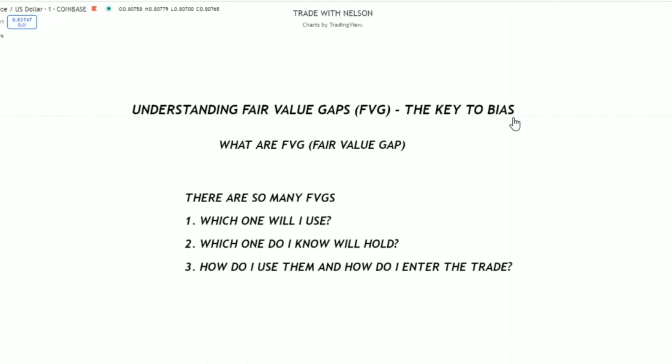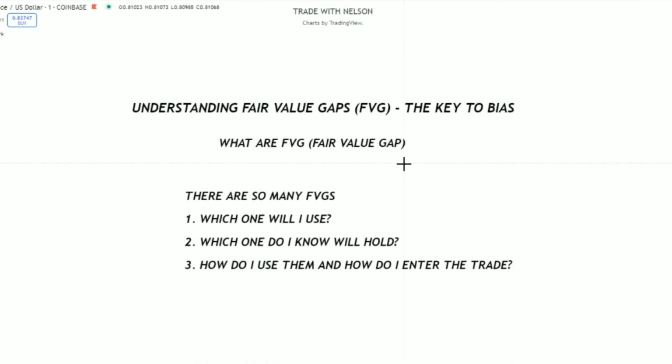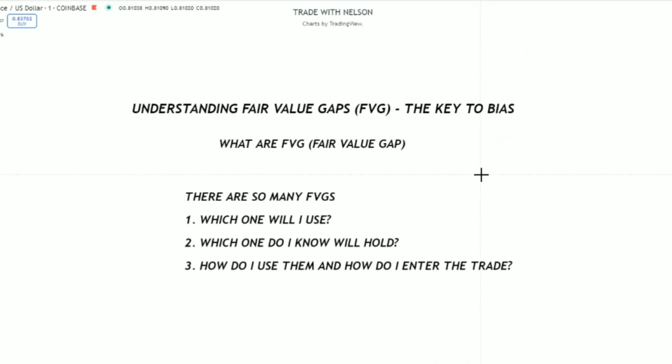Understanding fair value gaps, the key to buyers. What are fair value gaps? So most beginner traders don't even know what fair value gaps are. Some of them know what fair value gaps are, but they don't know exactly how they will use them, and they don't know the right one to choose when taking their trades.